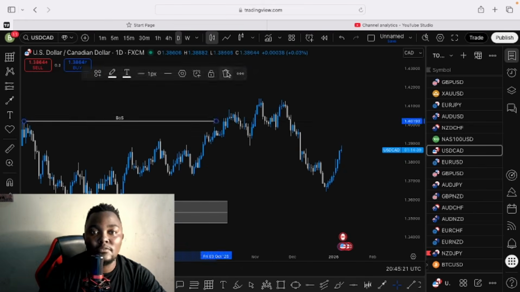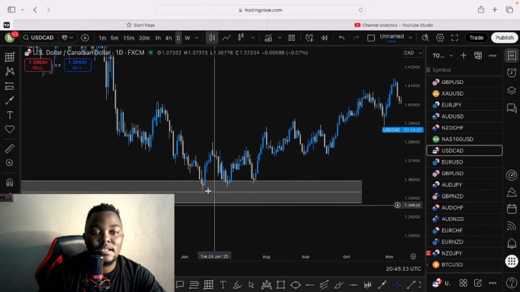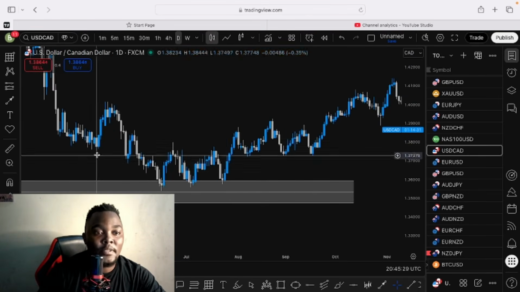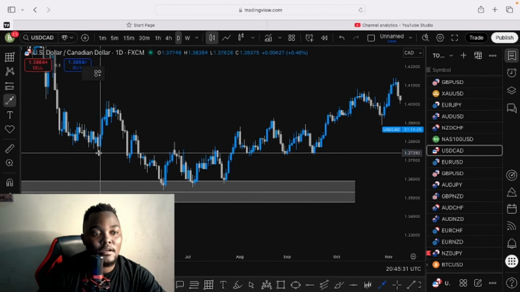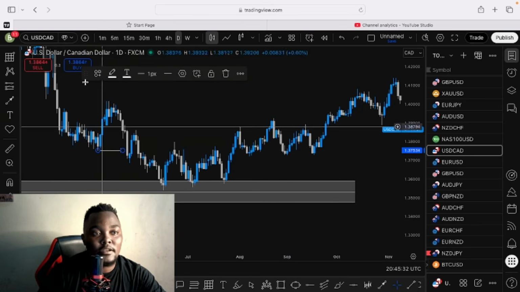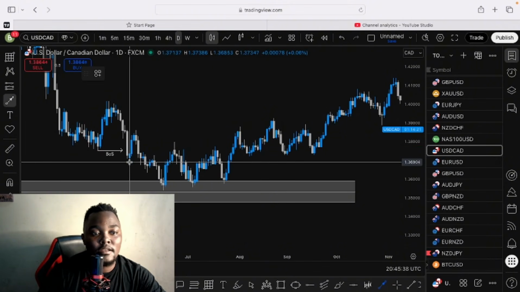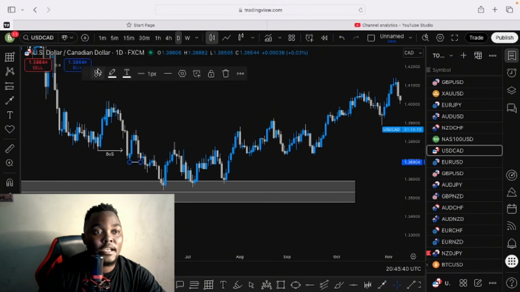So I'm just gonna remove this one here, just because I'll be focusing on this type of internal structure, just because the higher time frame is our outer structure. So around here, another break happened, a break of structure to the downside. Then after that, we continue to break structures to the downside, leading us into that area of interest.